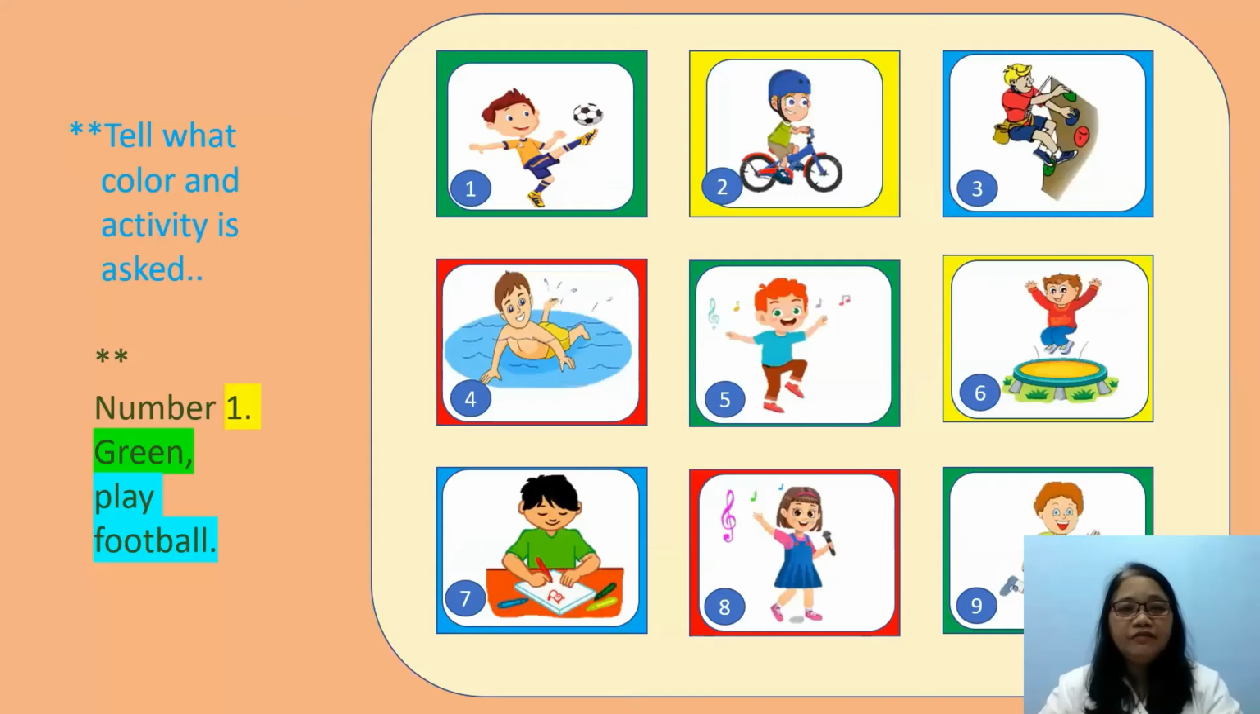Now we are going to practice making sentences using the pictures given, and you are going to tell me the color and the activity in the picture. Okay, example number one. What color is the background? It is green. And what is the boy doing? Play football. So you will say, number one, green, play football.